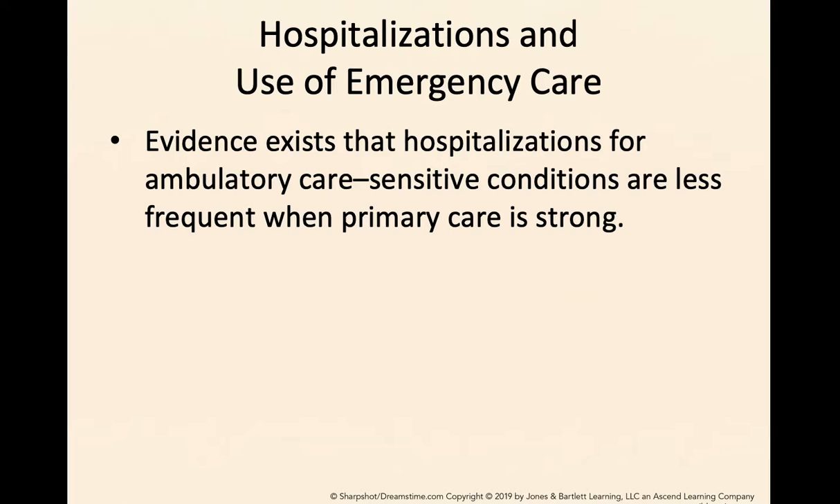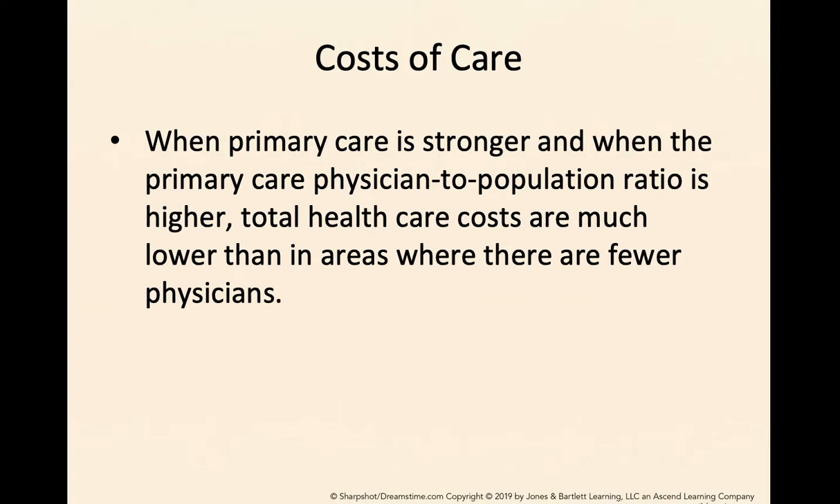In terms of hospitalizations and use of emergency care, evidence shows that there are lower rates of hospitalization for health conditions that can otherwise be controlled or maintained in primary care. For example, children with controlled asthma, and the control of asthma is done in the primary care setting, tend to have fewer emergency department visits. They are also less likely to be hospitalized for asthma exacerbations simply because their asthma is well controlled.